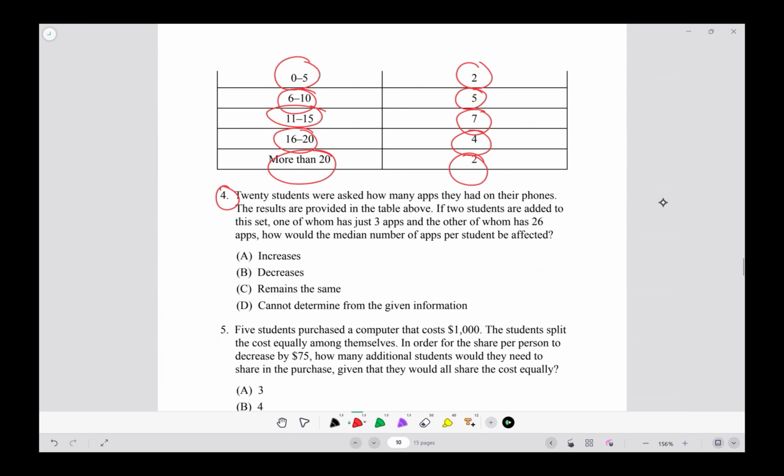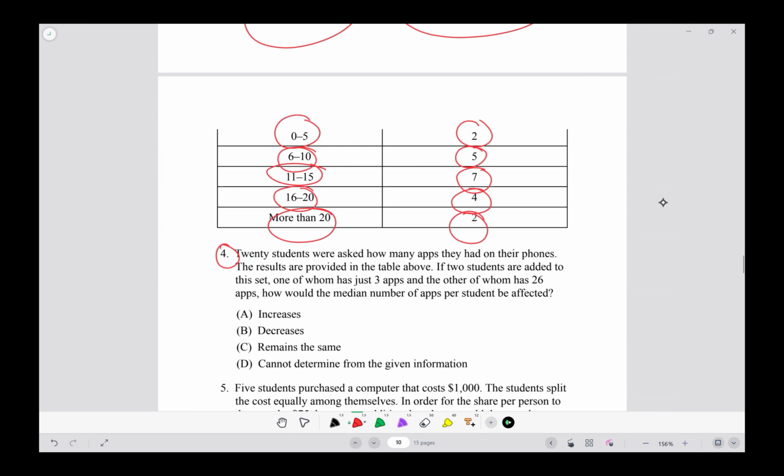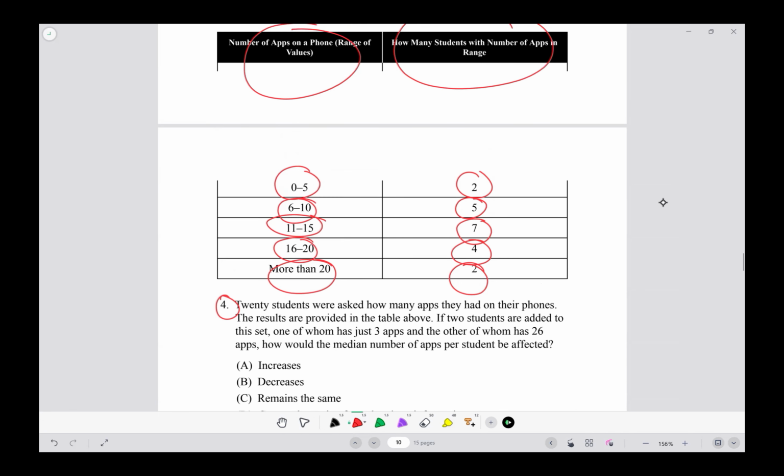Isn't it the other way around? Like two students have 0 to 5? Sorry, I'm not getting your question. In the table, it's the number of apps on their phone that is 0 to 5 and 6 to 10.